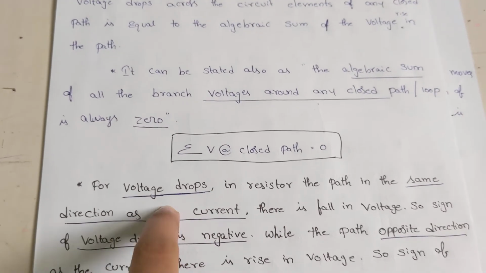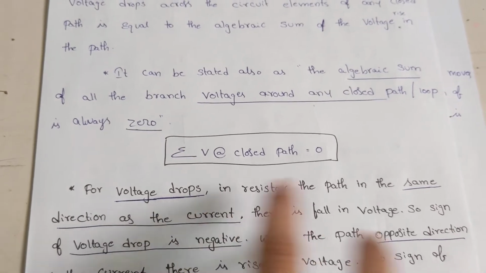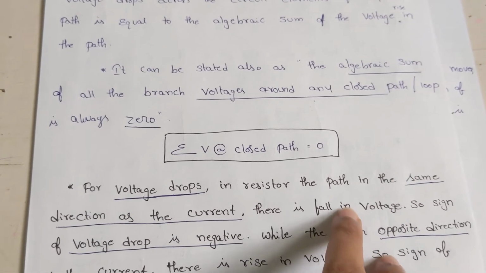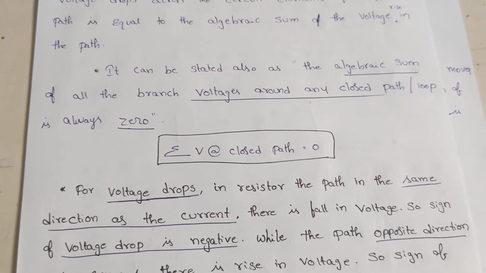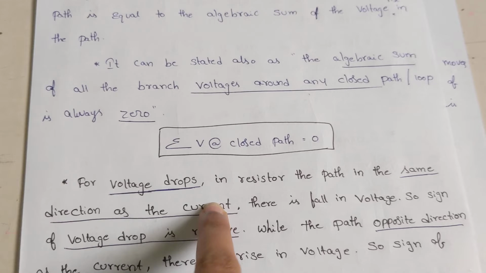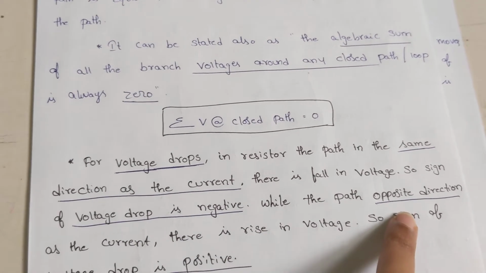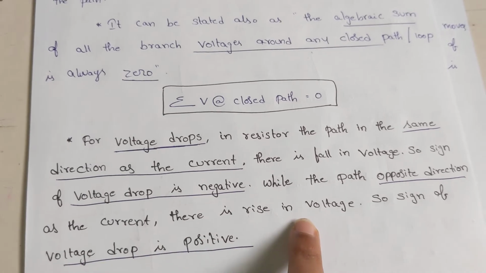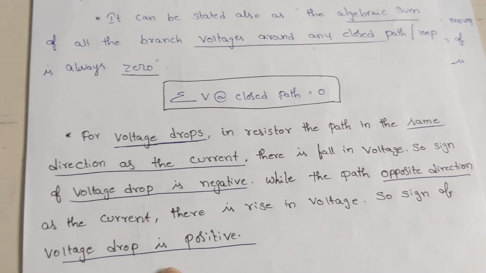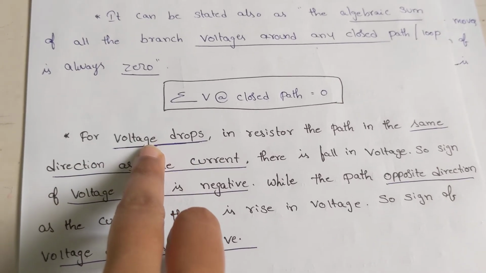These notations are for voltage drops. Whatever the current direction, that means the path we are traveling in the resistor is the same as the current direction, we consider it a fall of voltage, and the notation is negative. If it is opposite to the current direction, then it is a voltage rise and it is considered positive. Kindly remember, this is for voltage drops.